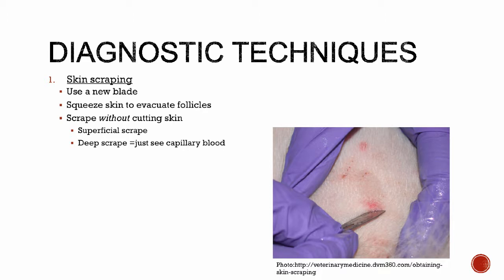There are two different types of skin scraping that we use for looking for different types of mites in particular. The first one is a superficial skin scraping, and the second one is a deep skin scraping. Now, you can do a superficial skin scraping and find what you find, and that's great. If you find what you're looking for, then you can stop. But you can always find the superficial skin scraping mites on a deep skin scraping as well. And so many people just go right for the deep skin scraping just in case.